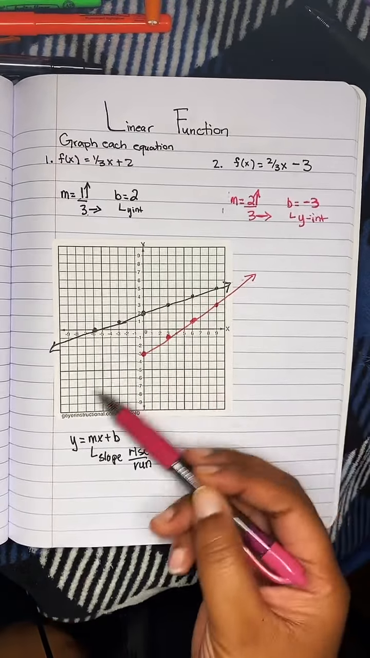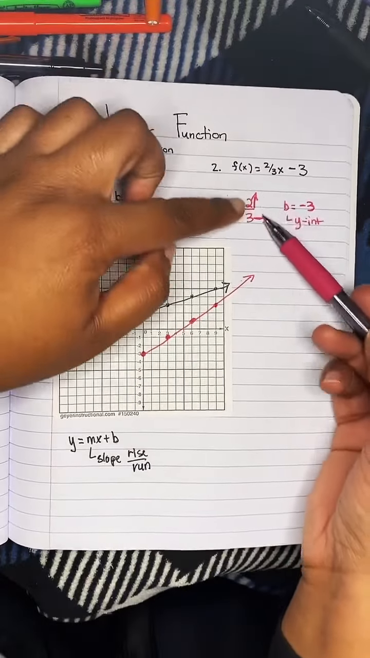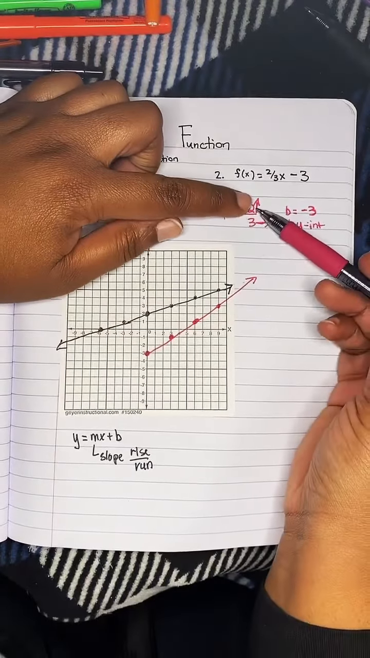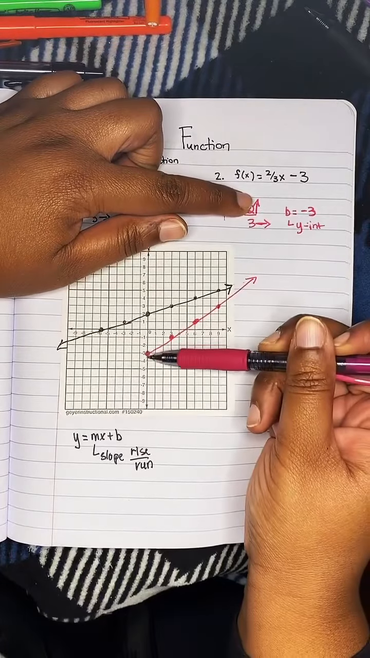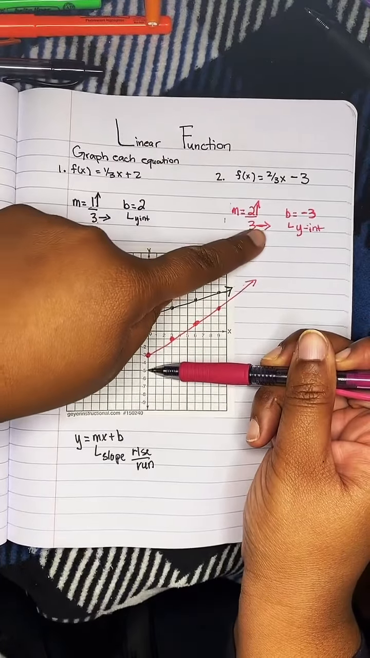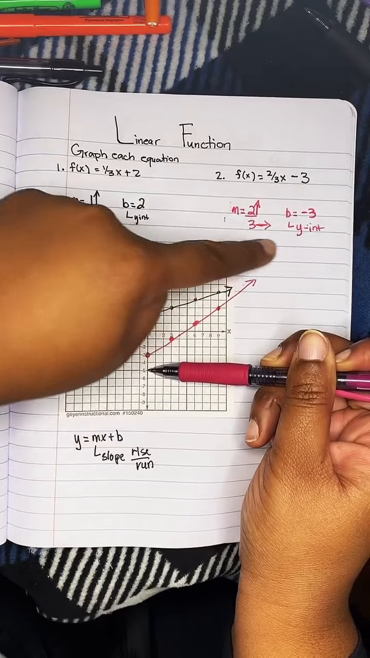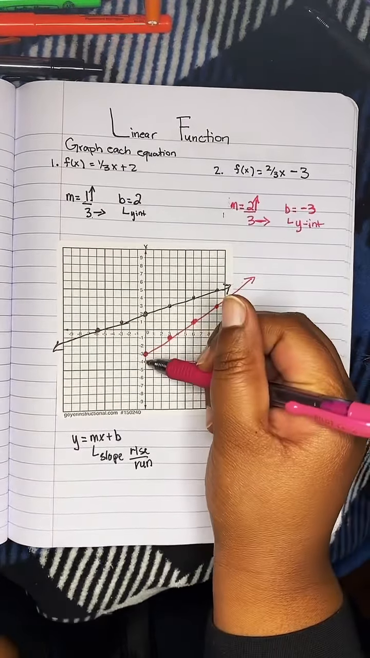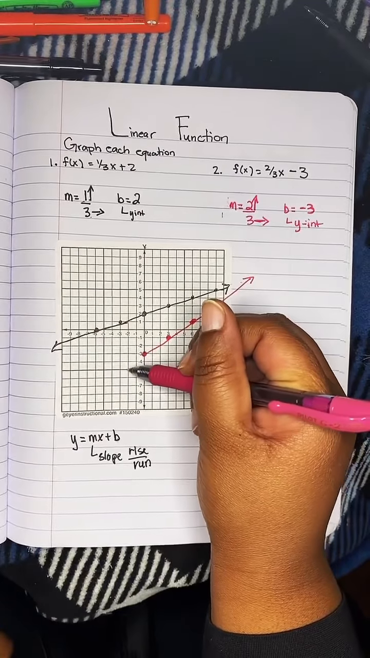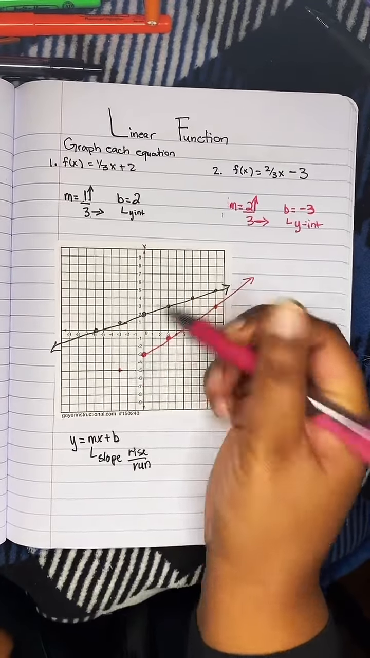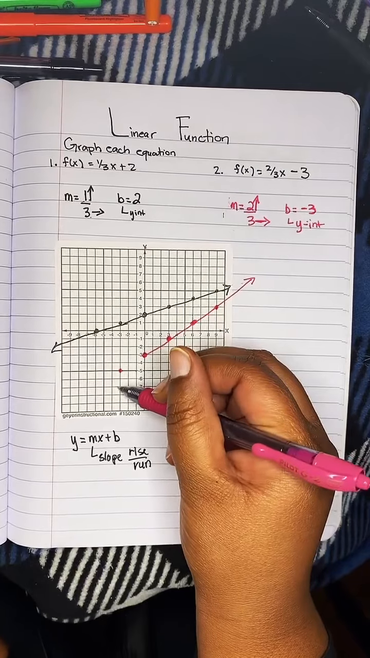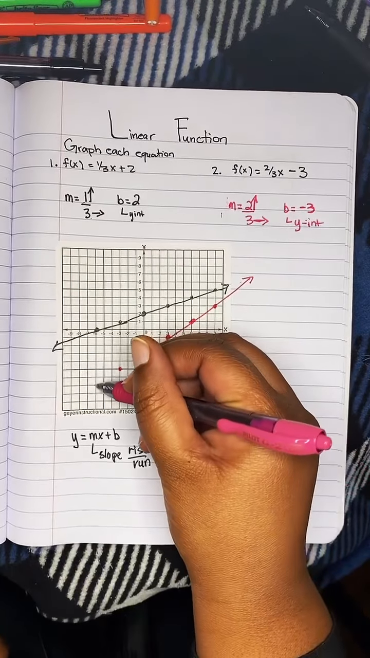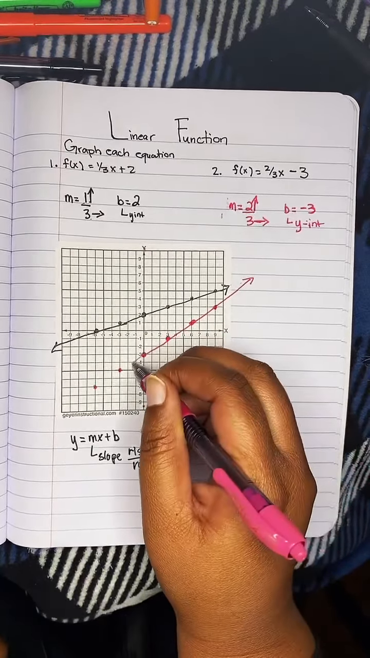But if I want to get this half, we just flip every sign. So instead of going up 2, what's the opposite direction? I go down 2. And then flip this sign, instead of going to the right, I'm going to go to the left 3. So 1, 2, 1, 2, 3. Put a point. Down 2, opposite of the right, to the left.